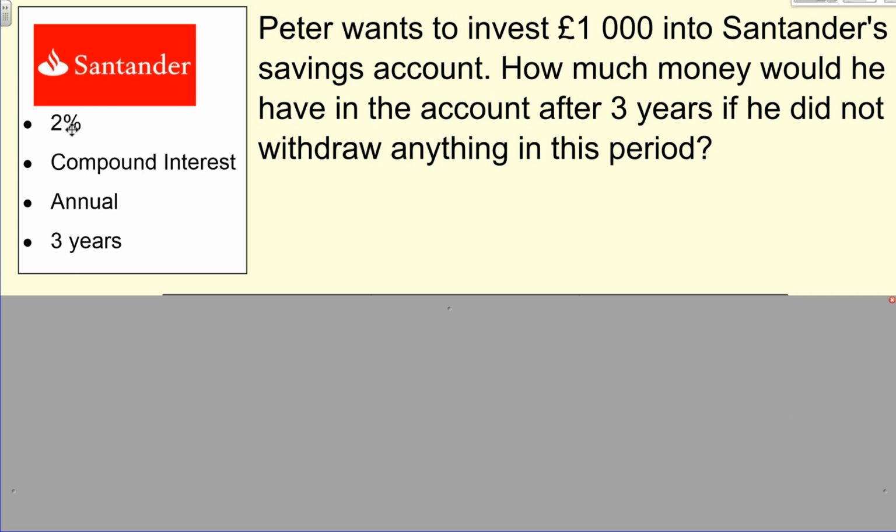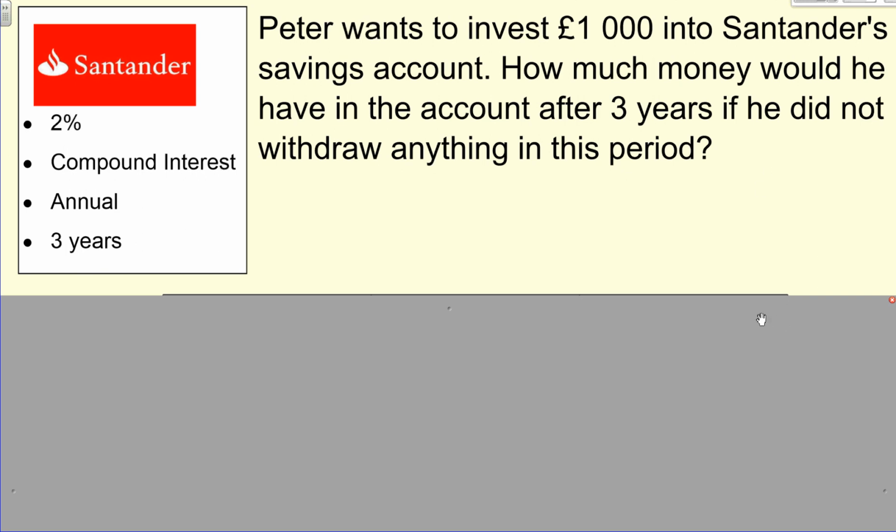At the end of the second year, we'll figure out 2% of what is in the account at that time and add it on. And notice that because every year there's more money in the bank, the amount that's added on, the 2%, will be bigger. So how much money would he have in the account after 3 years if he didn't withdraw anything?